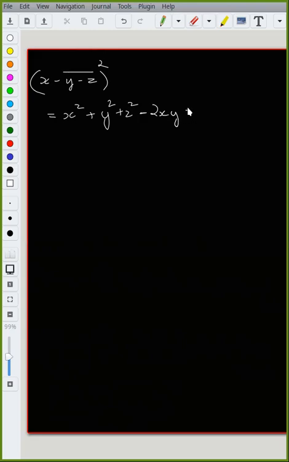Now the first term and the third term: plus 2yz, plus 2zx, minus 2xy. X, y or x, z. Got it? Yes. Easy.